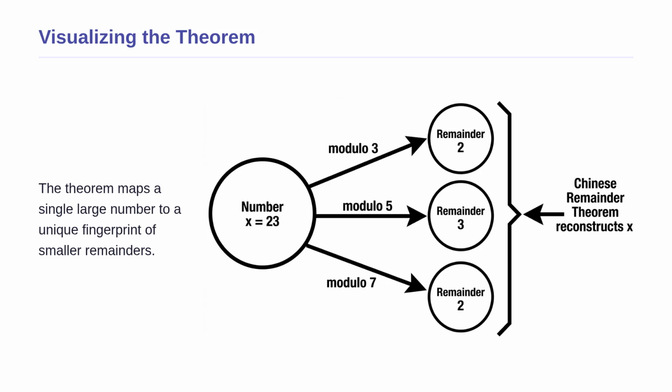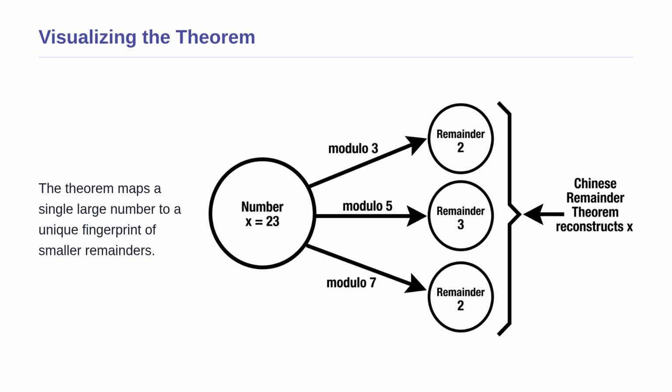Now that we have solved the puzzle, let us look at what this process represents visually. On the left, we have our original hidden number, 23. When we apply the modulo operations, dividing by 3, 5 and 7, we break this large number down into a unique fingerprint of smaller remainders, shown on the right as 2, 3 and 2.